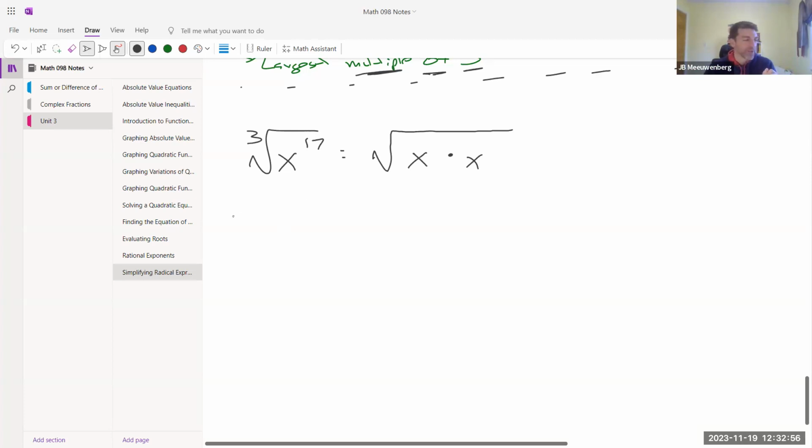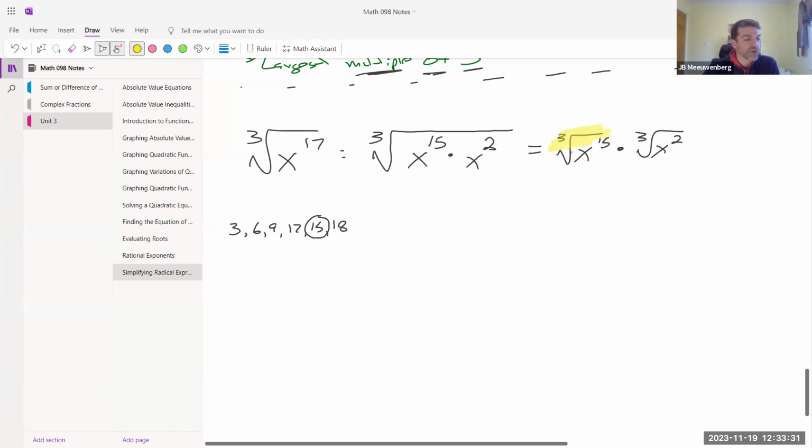What are multiples of 3? 3, 6, 9, 12, 15, 18. We want x to the 15th. We have to have a multiple of 3. What's that going to be with? x to the second, because they have to add up to 17. So that means we are going to have the cube root, sorry, I forgot to write it again, the cube root of x to the 15th times the cube root of x to the second.